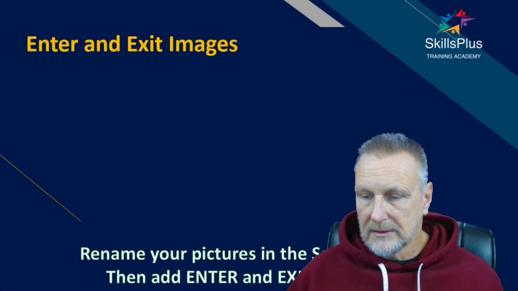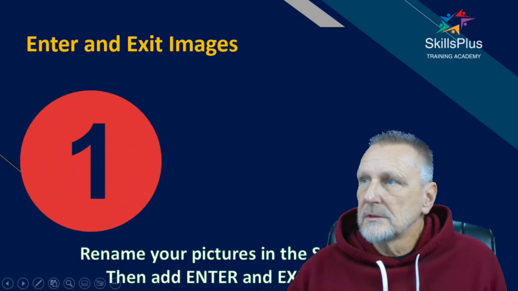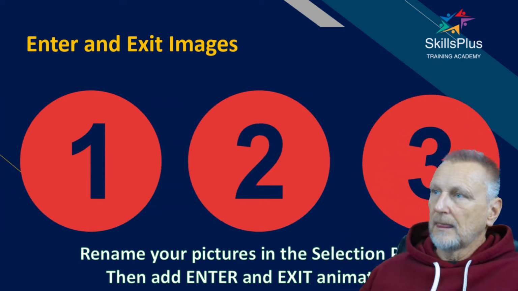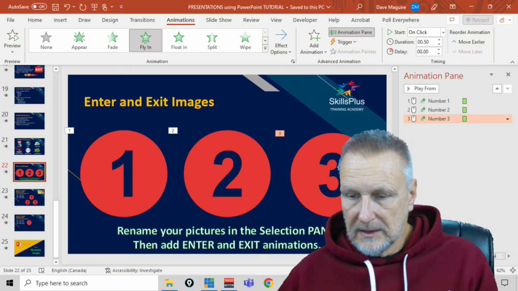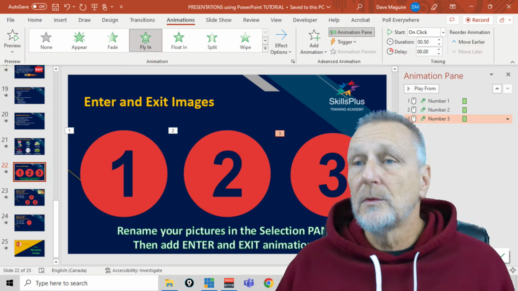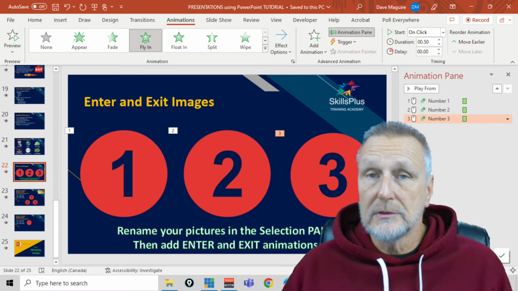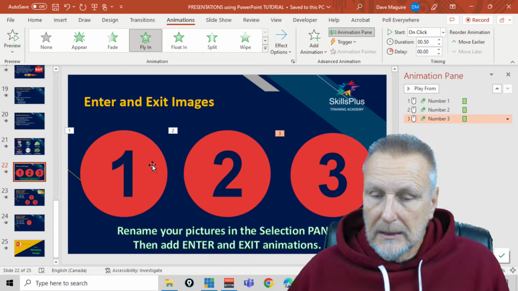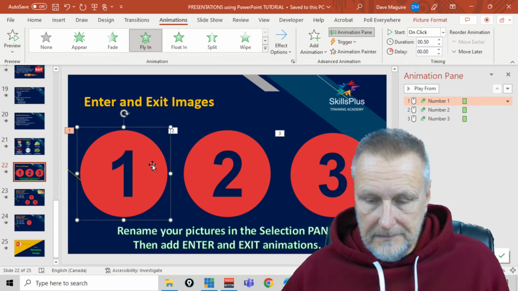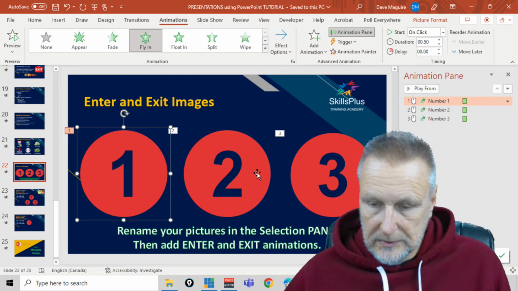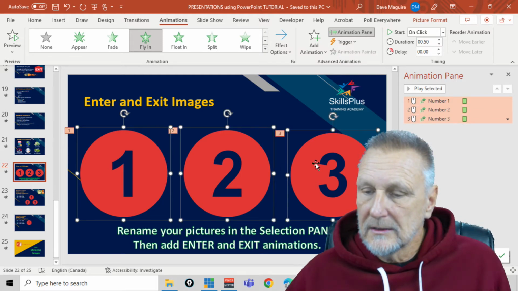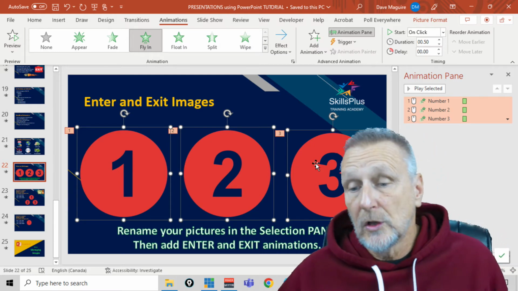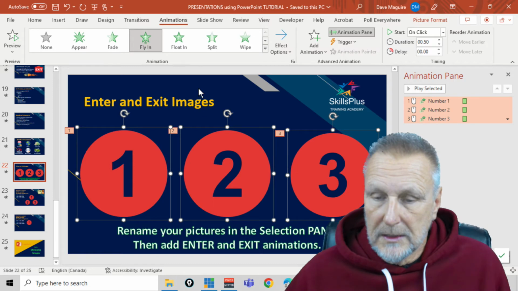We can do a quick little test of that. Click my mouse, there's number 1. Click my mouse, there's number 2. Click my mouse, there's number 3. I'm going to leave that. Now we want to add exit animations so that as one leaves, another one appears on the screen. So again, I could hold down my Control and my Shift key and select multiple images and assign an animation all at once. I'm going to do them individually.